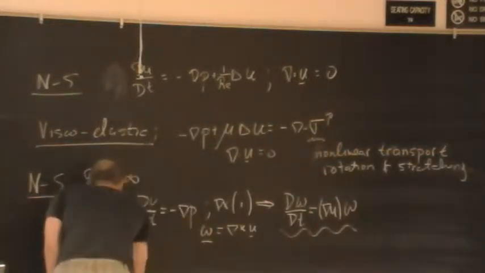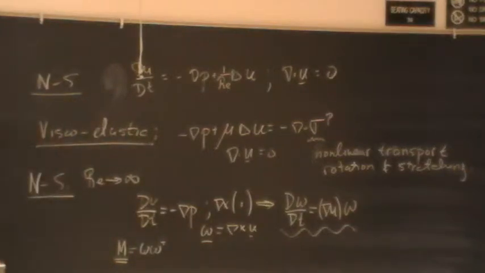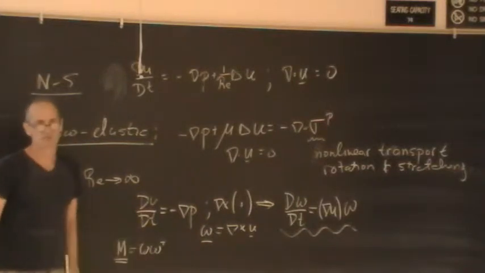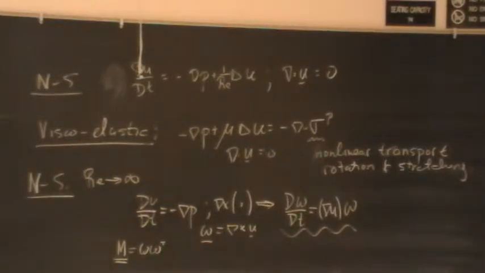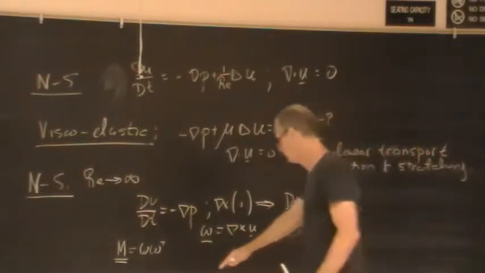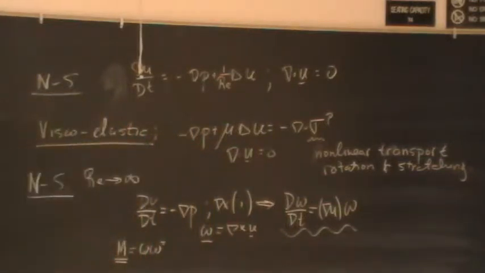If I look at the tensor, let's call it M, which is omega omega transpose. Okay? This is in the context of magnetofluid dynamics, where this omega would be the magnetic field. This is something that would be called the Maxwell stress. Okay, but let's just say I take a look at that tensor, omega omega transpose. And I look at its transport. So I look at d/dt of M.